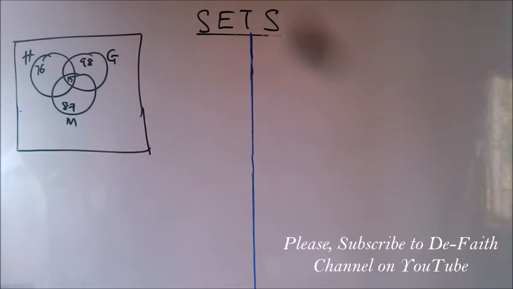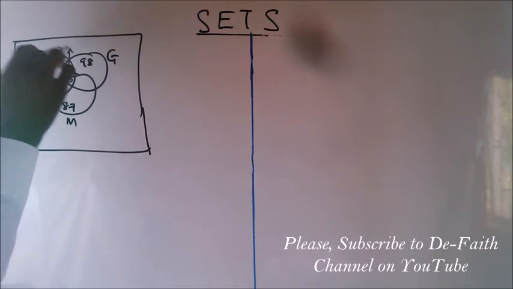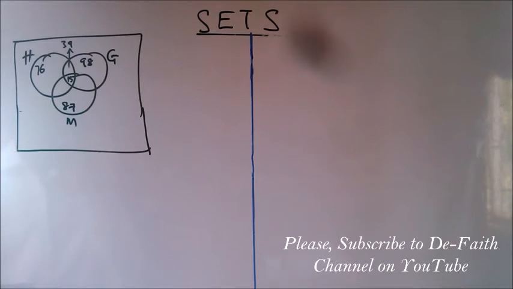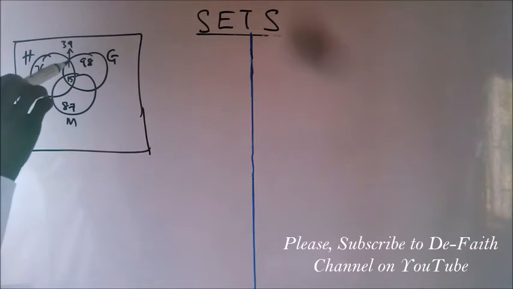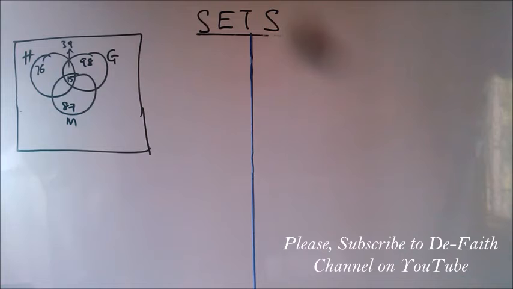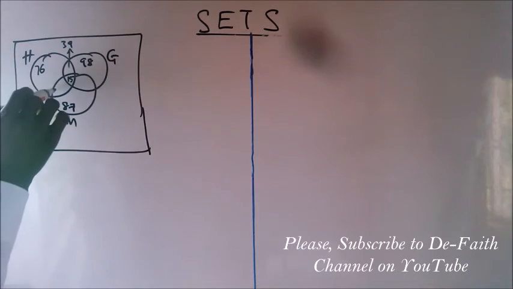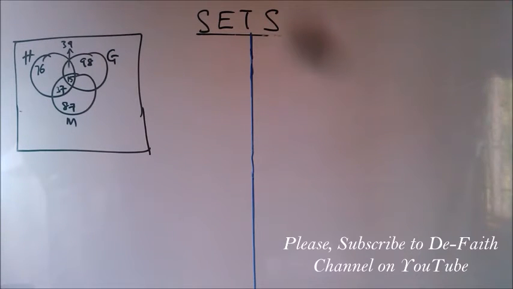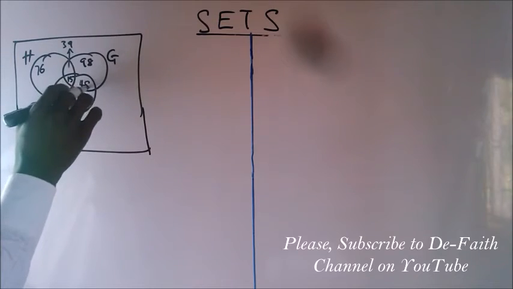Then 39 like history and geography. For history and geography, we're told that 39 like history and geography. But let's take note that the 39 we're given here is not entirely for history and geography. And then we're told that 37 like history and mathematics, so we have 37 over here. And lastly, we have that 48 like geography and mathematics, and so we have 48.